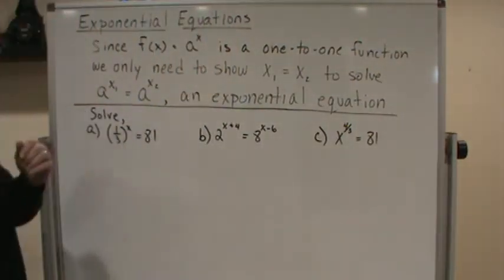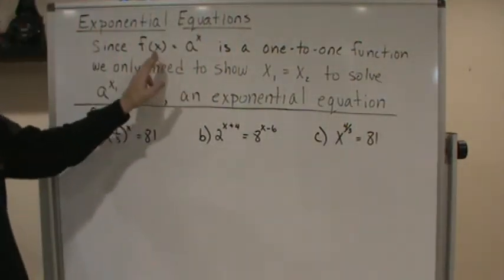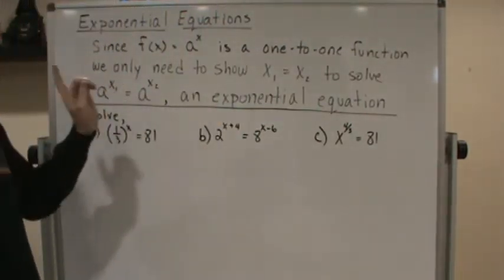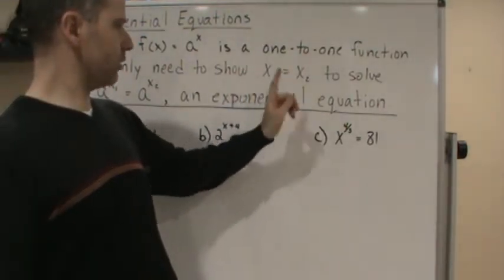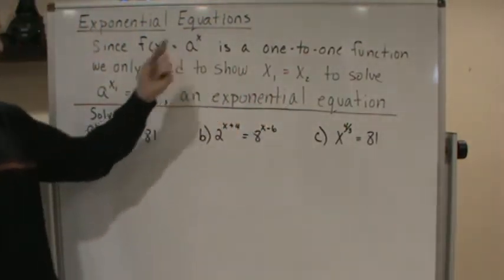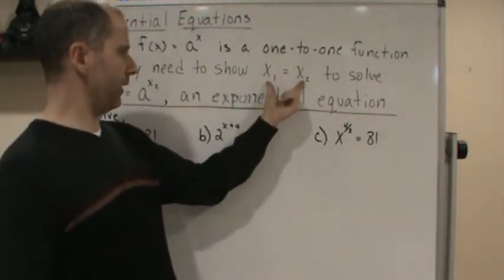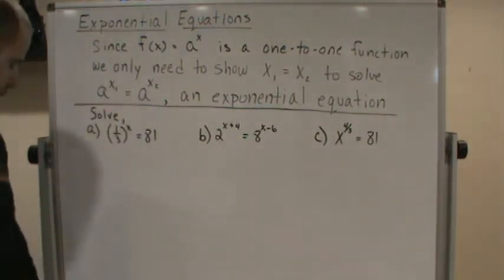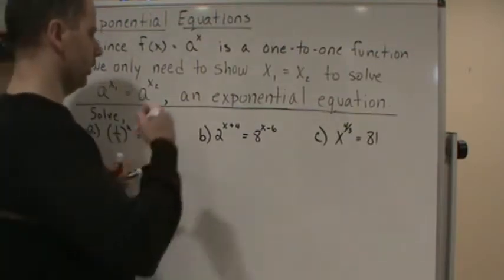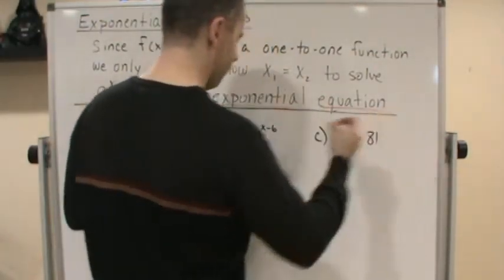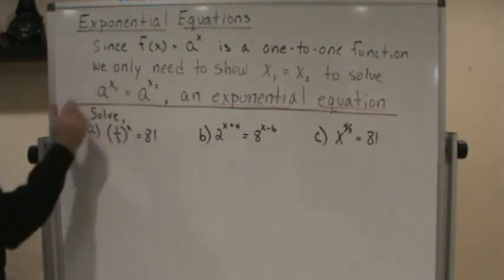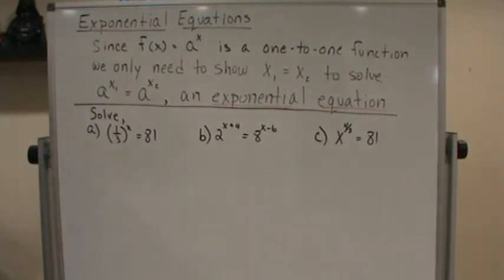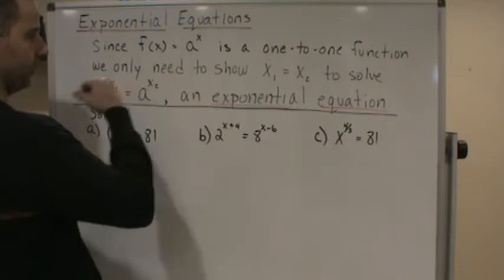So the idea of exponential equations is we're going to use the fact that since this function of the form a to the x is a one-to-one function, we only need to show that x1 is equal to x2, which in this case are going to be the exponents. So we just have to show that the two different exponents are equal to solve for this equation called an exponential equation. Okay, so all equations of this type, where we've got an exponential here and an exponential here with an equal sign, are exponential equations, and we're going to use this property to solve that.